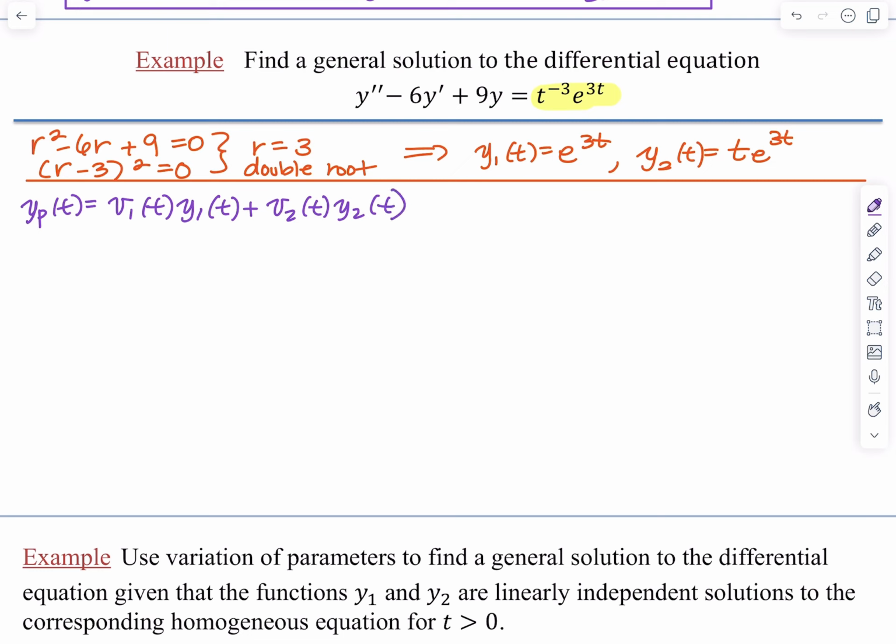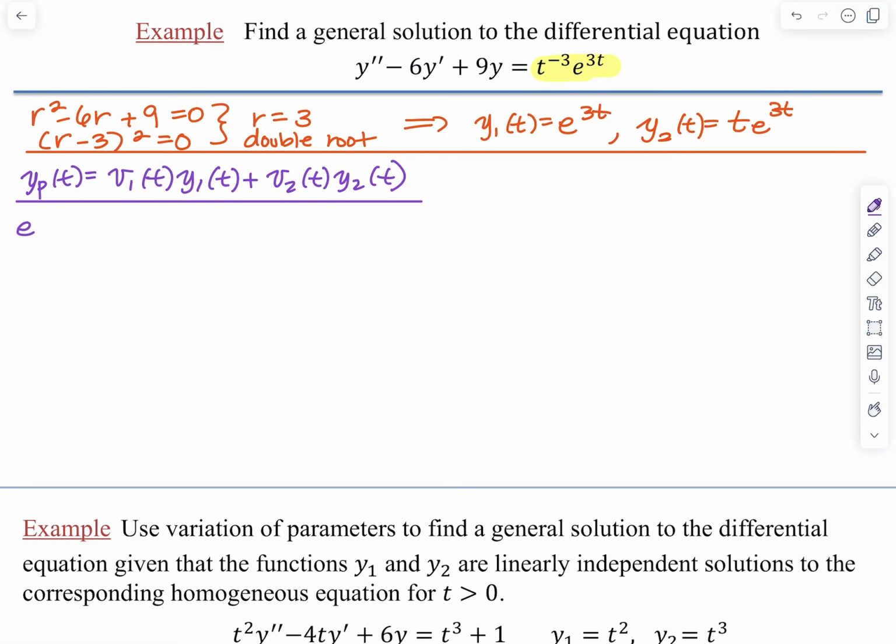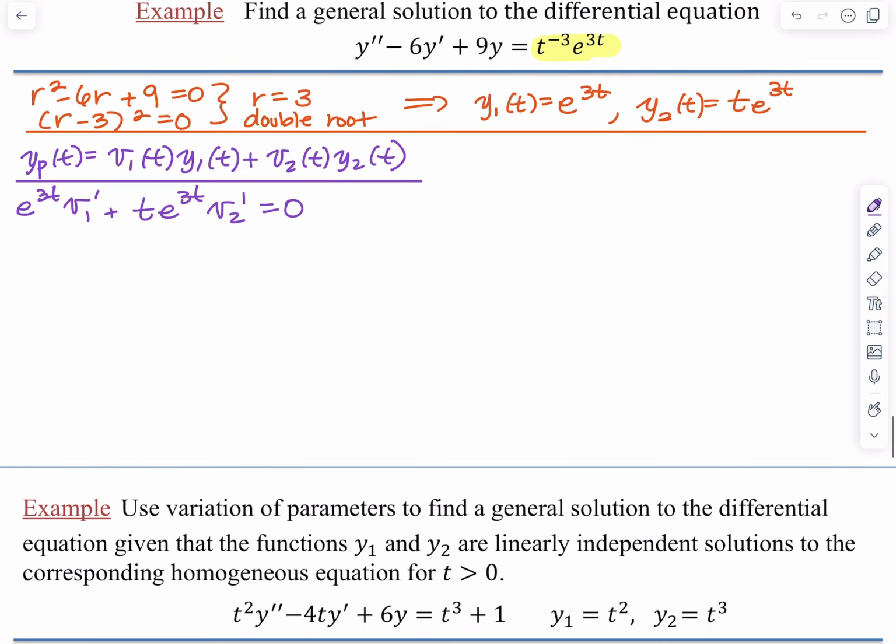We're going to go ahead and write our two equations of our system, and we have e to the 3t v1 prime plus te to the 3t v2 prime is equal to 0. Let's write our second equation of our system. We have 3e to the 3t multiplied by v1 prime plus 1 plus 3t e to the 3t v2 prime, and that's equal to t to the negative 3 e to the 3t. That is our f of t.